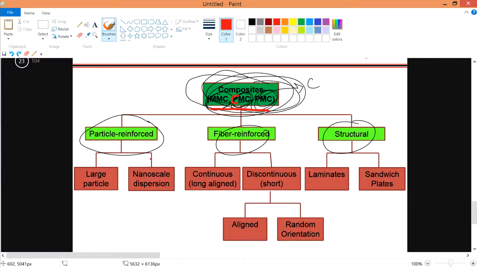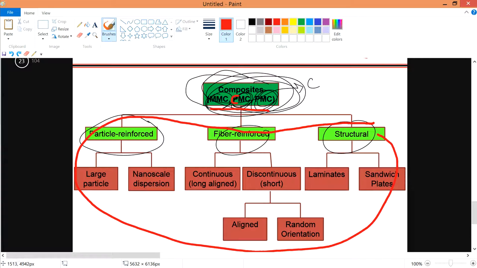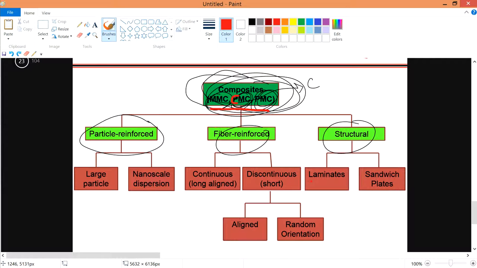Before going into the details, I'll give you a quick review of what all of this is. Once you understand everything, the rest is just adding on to the meaning, to sink things in more deeply. So there is a large particle and there is a nanoscale dispersion. What are all these for particle reinforcement?